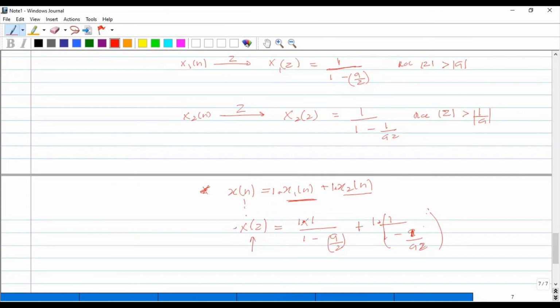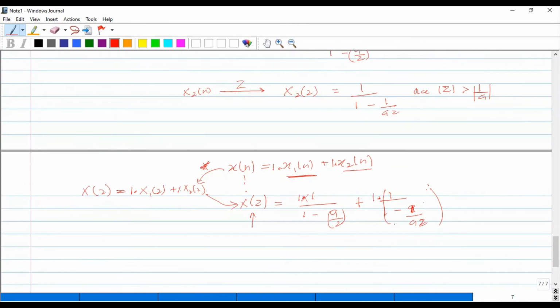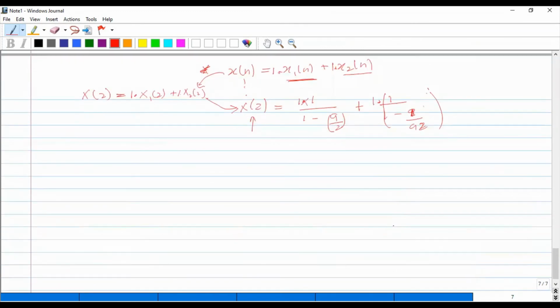So the linearity property is, before coming to this, there is another step. X(z) will be equal to 1 times X1(z) plus 1 times X2(z). Then the next step is this one. So this is X(z). Now what is the ROC? You can see that.